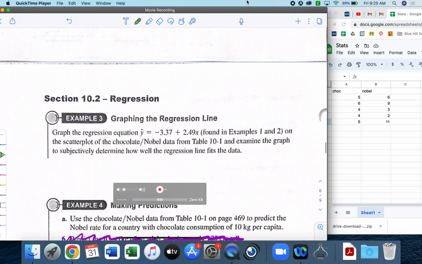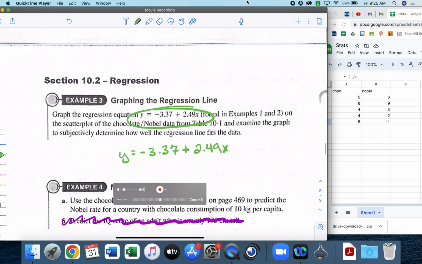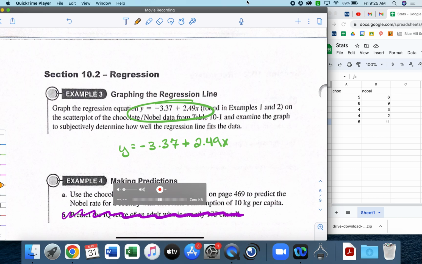They give us that equation in example 3, and it is this. Y equals negative 3.37 plus 2.49x, okay? And if you write that backwards, we wrote it the other direction. Let me write it the right direction. Hold up. 0.49x minus 3.37, okay?